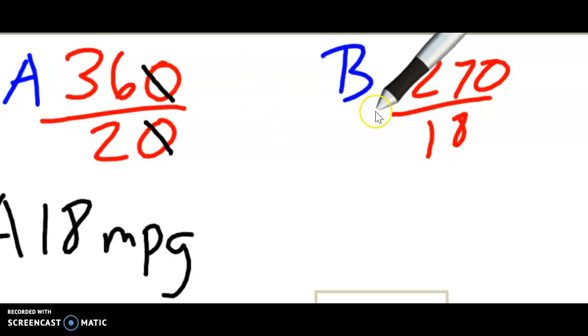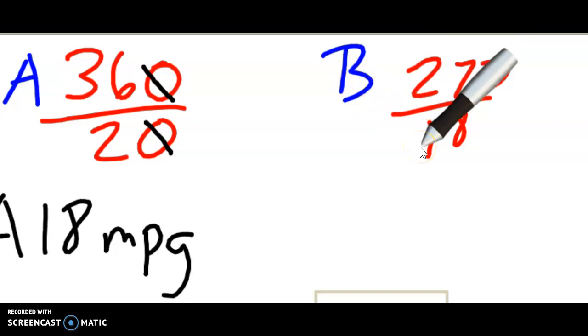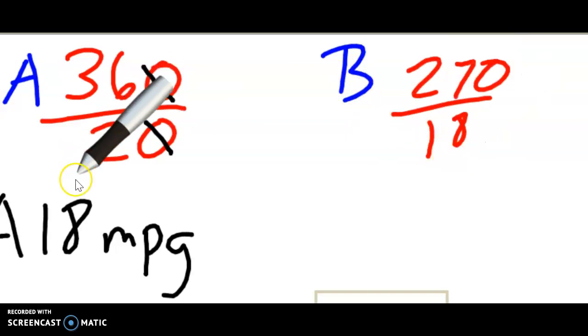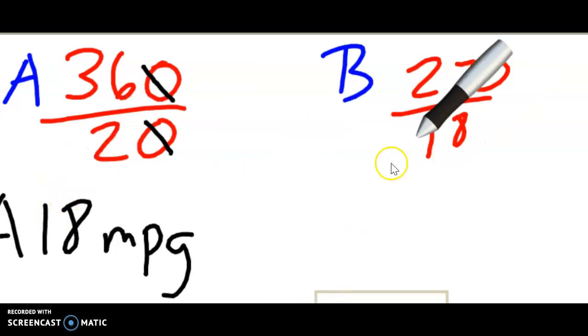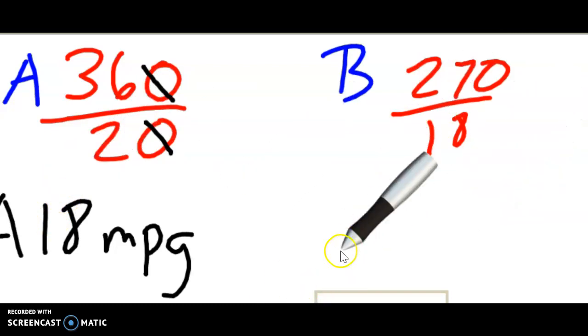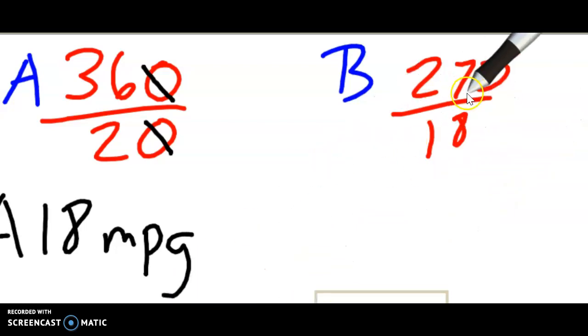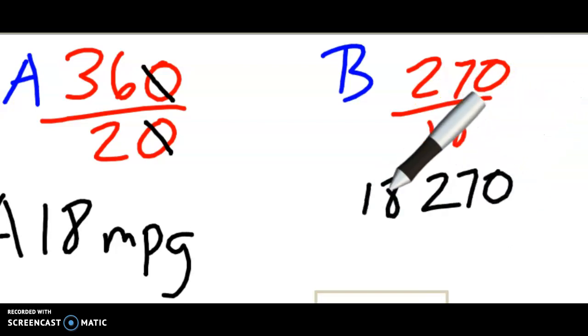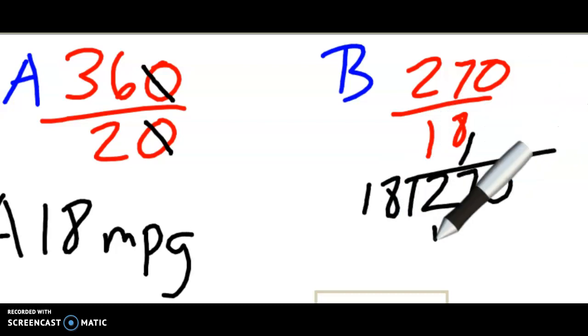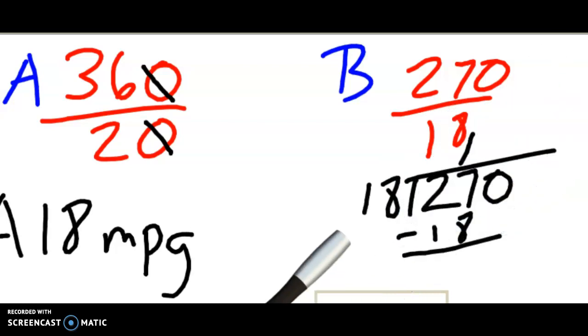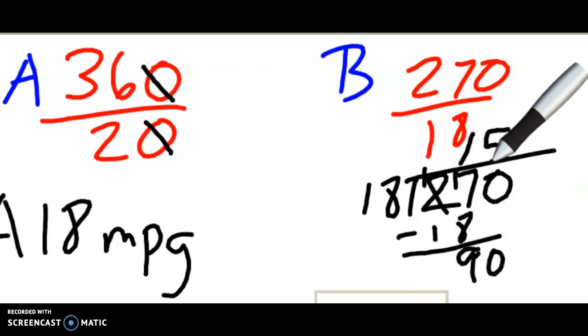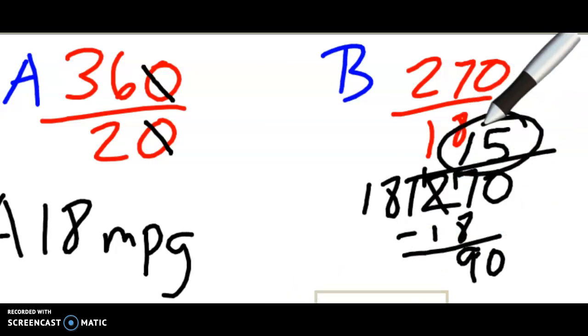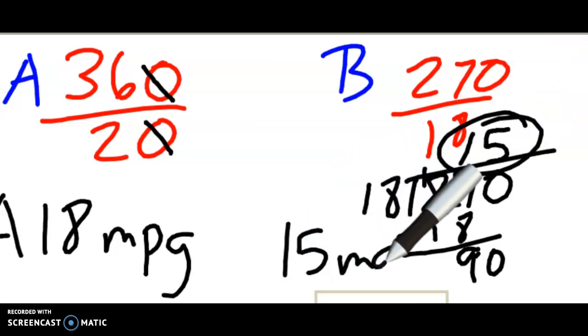Now what they want to know is what is B. B would have to be higher than the 18 in order for it to be getting better gas mileage. So what we're going to do is divide 18 into 27 or 270. We first start with the 27. 18 into 27 goes one time, and that's 18. Then we subtract that out, and our answer is going to be 15. So B gives us 15 miles per gallon, and A gives us 18.